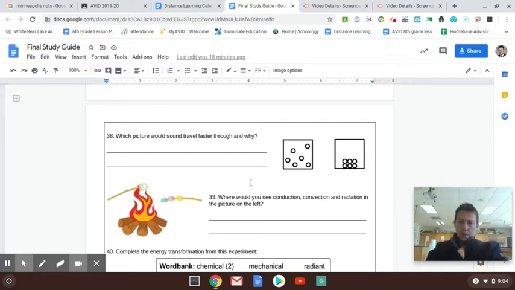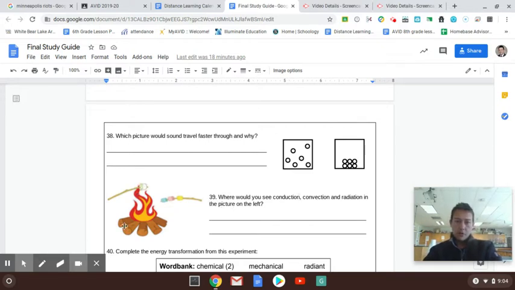Where would you see conduction, convection, and radiation in the picture on the left? Well, we know that conduction is touching. It almost rhymes. I say it rhymes, and they always say, no, it doesn't, Mr. Maloney. Well, it does to me. Conduction is touching. Where would you see conduction? That would be when something touches something else. So like this log touching the other log, or the marshmallow touching that. Sometimes the fire is touching the stick right there.